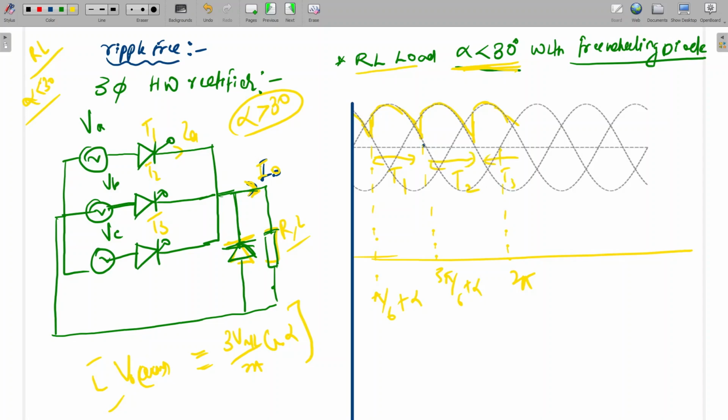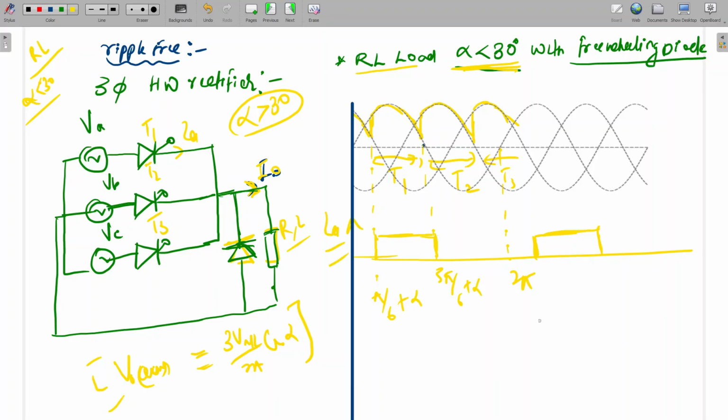So I'm going to draw the phase A current. Phase A current will be this one. Again it will come after 2 pi. Is it clear? This is the current of phase A.